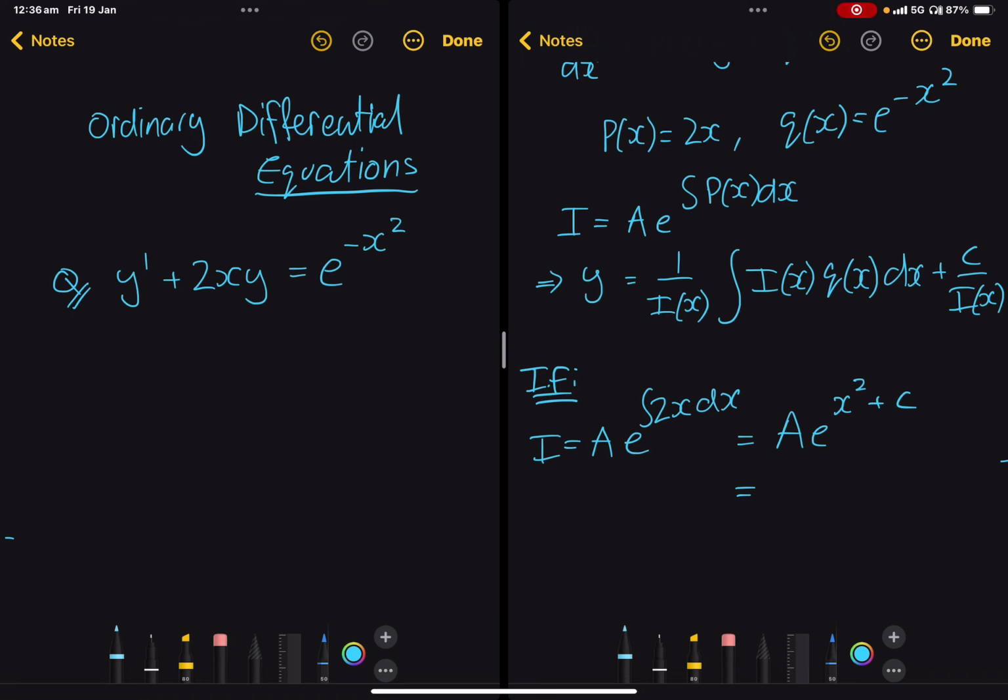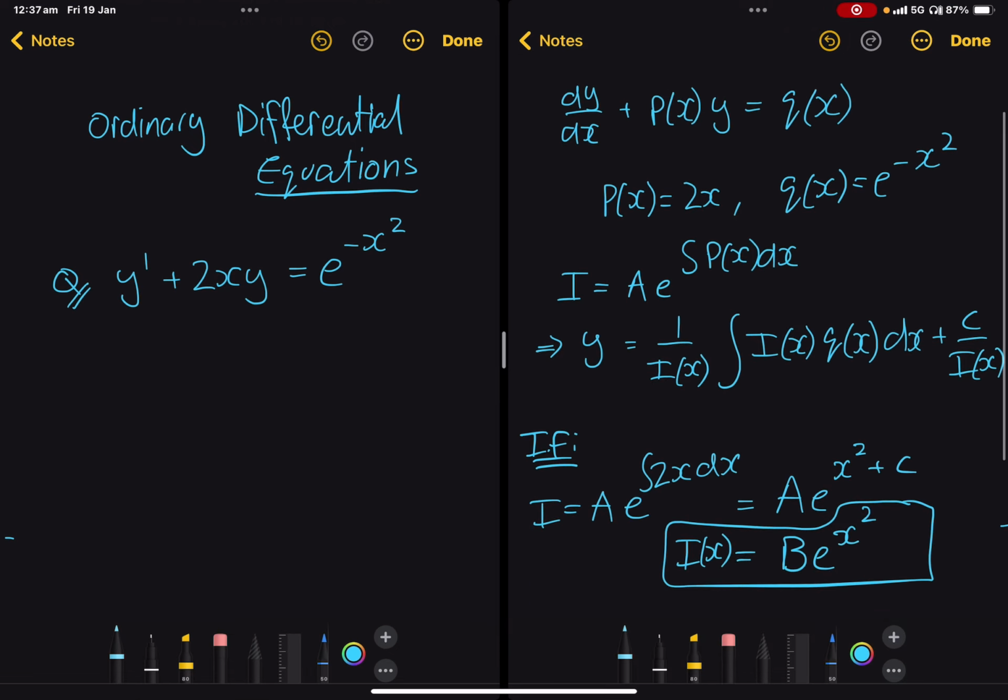Now, e to the x squared plus c is the same as e to the x squared times e to the c. E to the c is another constant. We already have a constant a out the front, so this will be equal to some other constant b times e to the x squared. We're essentially letting c equal 0 because the c and the a are incorporated into one constant. So we get our integrating factor I of x is equal to b times e to the power of x squared.